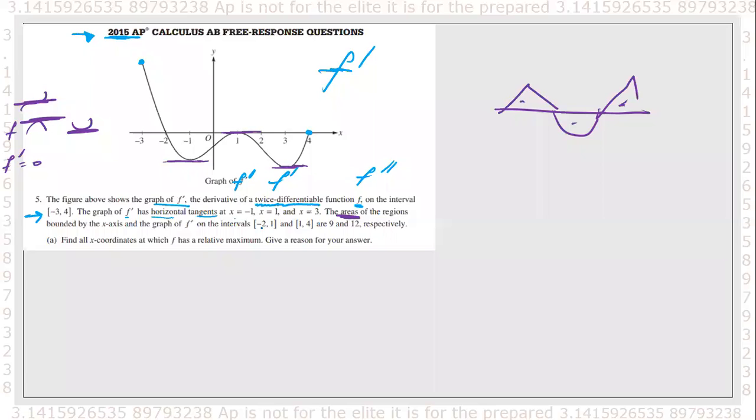They're telling me that the area from -2 to 1 is 9. So -2 to 1, all the way over here. All this little region is 9 units. And 12 right here is the area from 1 to 4. So all this little section right here is 12.